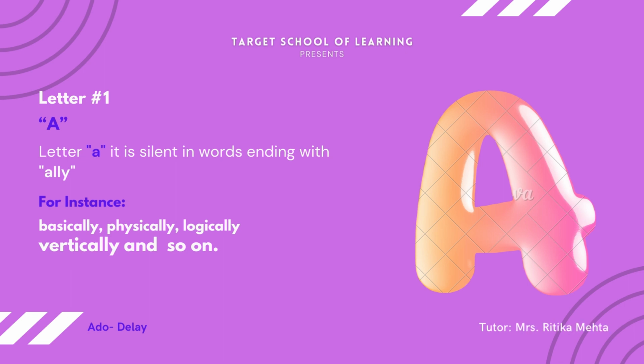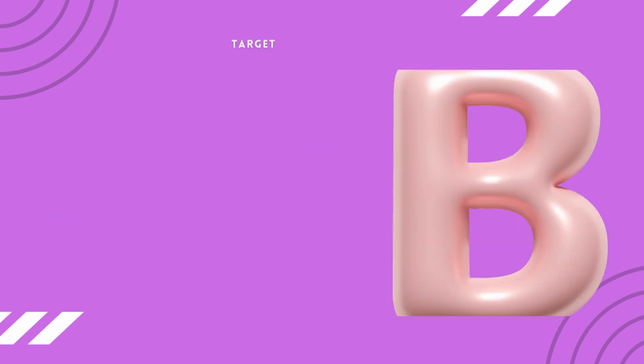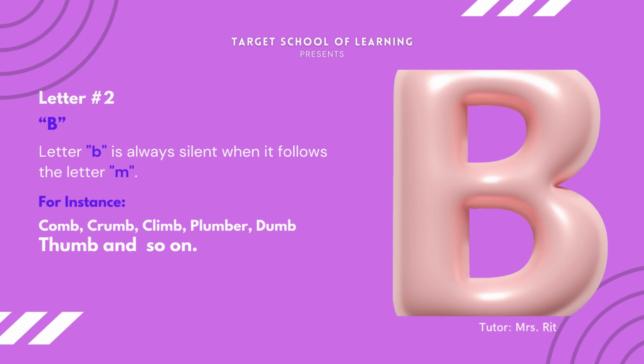Coming to the first letter, letter A, it is silent in words ending with ALLY. For instance, basically, physically, logically, vertically, and so on. Coming to the next letter, letter B, it is always silent when it follows the letter M. For instance, comb, crumb, climb, plumber, dumb, thumb.